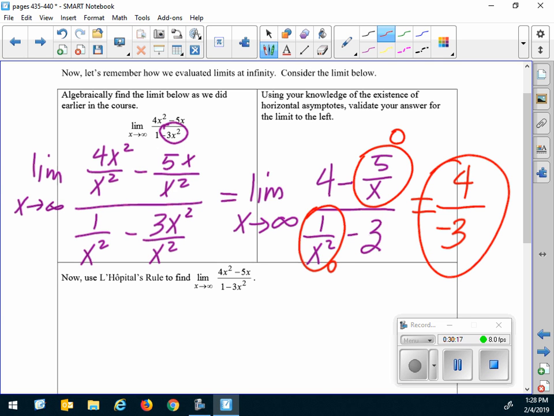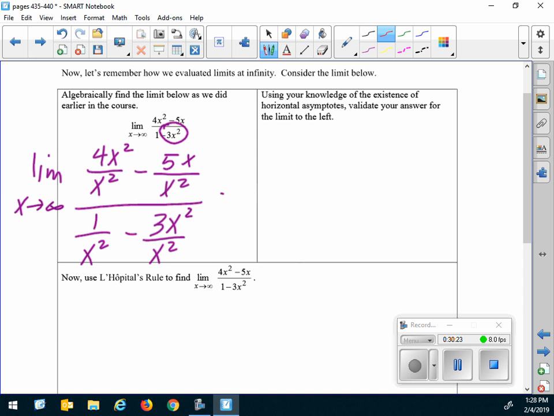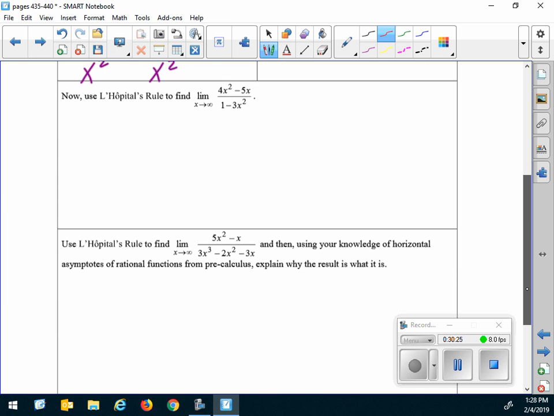Now, let's see what you think of using L'Hopital's rule. Here we go. Yes, we're going to write all that stuff. Limit as x approaches infinity of 4x squared minus 5x. Well, that's infinity. Infinity minus infinity is not 0. It is still infinity.